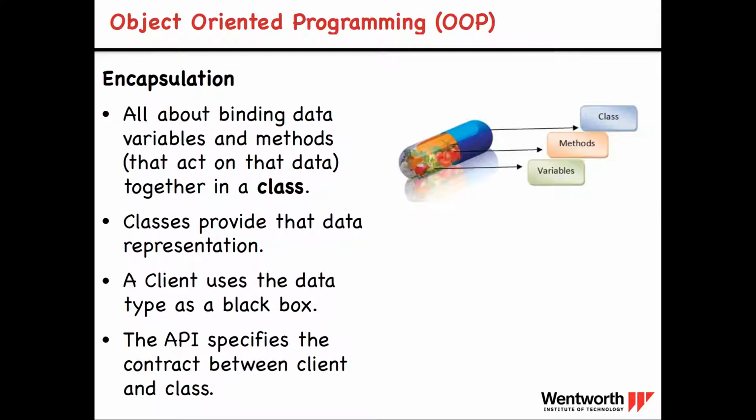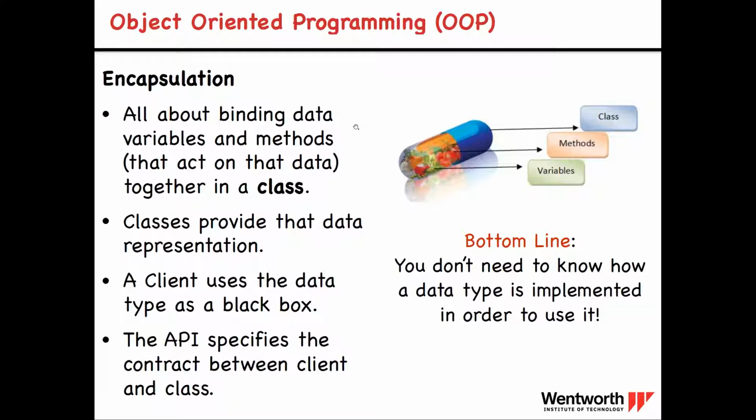I have another slide doing a simple example of what this API thing means and what I mean by contract between the client and the class. The bottom line when it comes to this encapsulation and abstraction idea is that you don't need to know how a data type is implemented. In other words, you don't need to know how the class is coded to use it.